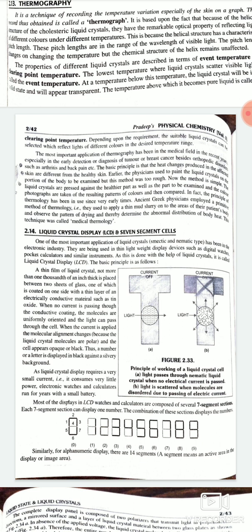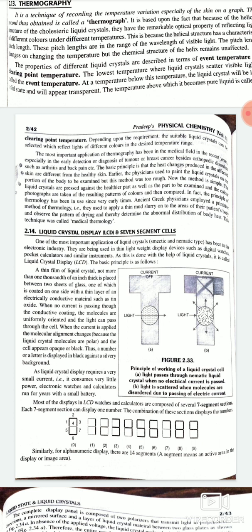Earlier, physicians used to paint the liquid crystals on the portion of the body to be examined, but the method was too rough. Now, this method is simple. The liquid crystals are pressed against the healthy part as well as the part to be examined, and color photographs are taken of the resulting patterns of colors and then compared.